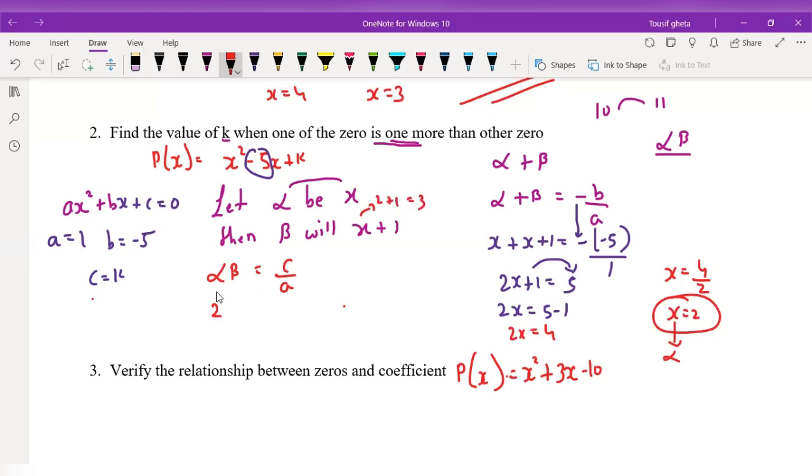We will get 3. So alpha we already got as 2, beta we got as 3, is equal to c value divided by a value. c value is k, a value is 1. So 2 times 3 is 6 is equal to k. So finally, therefore k is equal to 6.